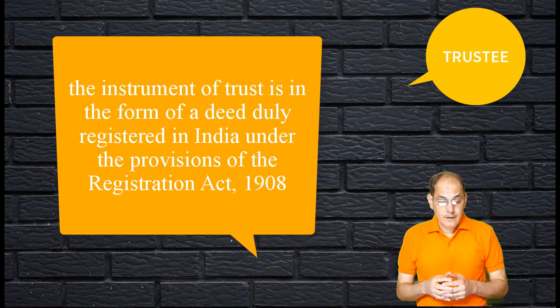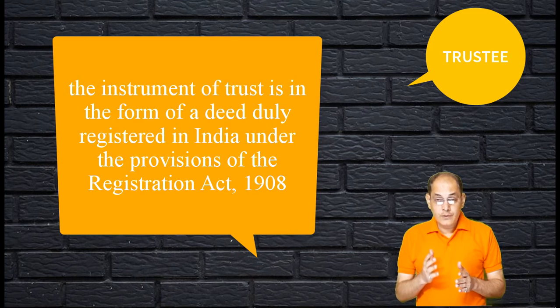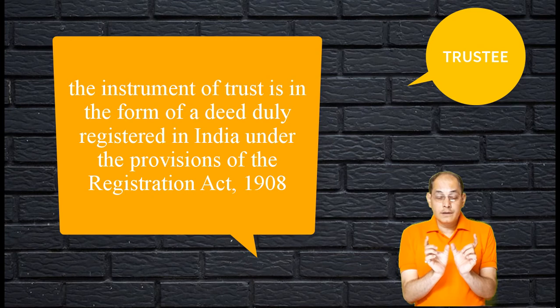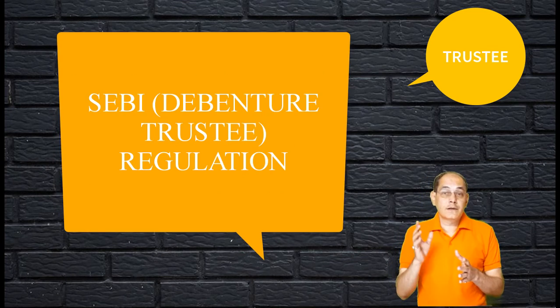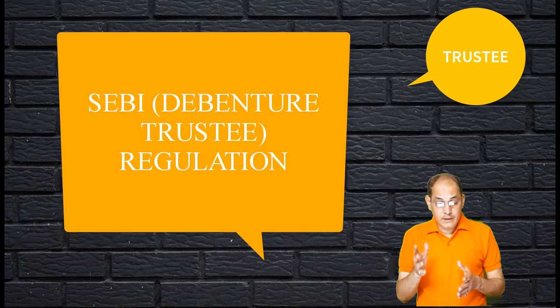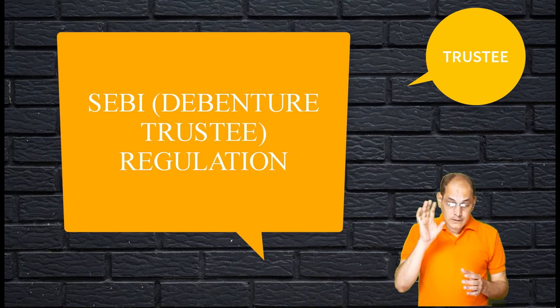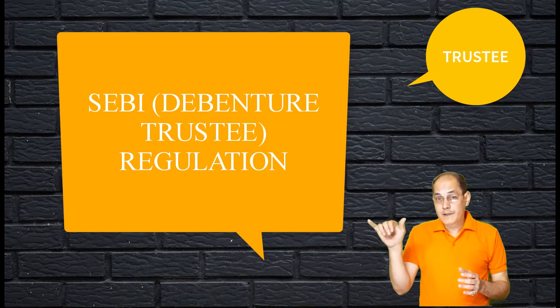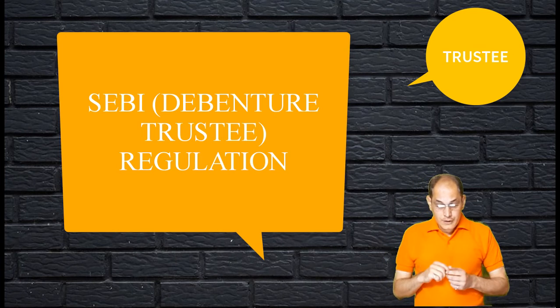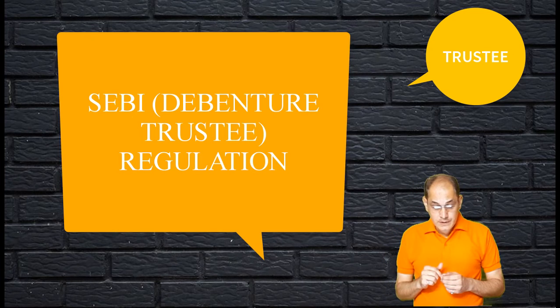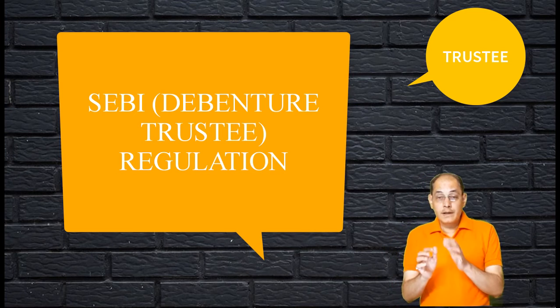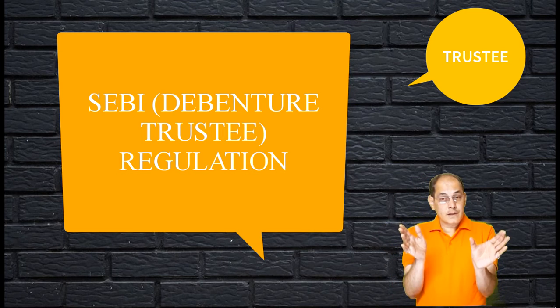Next, trust. The instrument of trust is in the form of a deed duly registered in India under the provisions of the Registration Act 1908. So the trust deed is executed between the sponsor and the trustee. Next, the trustee is registered with the board under the SEBI Debenture Trustee Regulations 1993 and is not an associate of the sponsors or managers. So he is unrelated to both sponsor as well as manager.